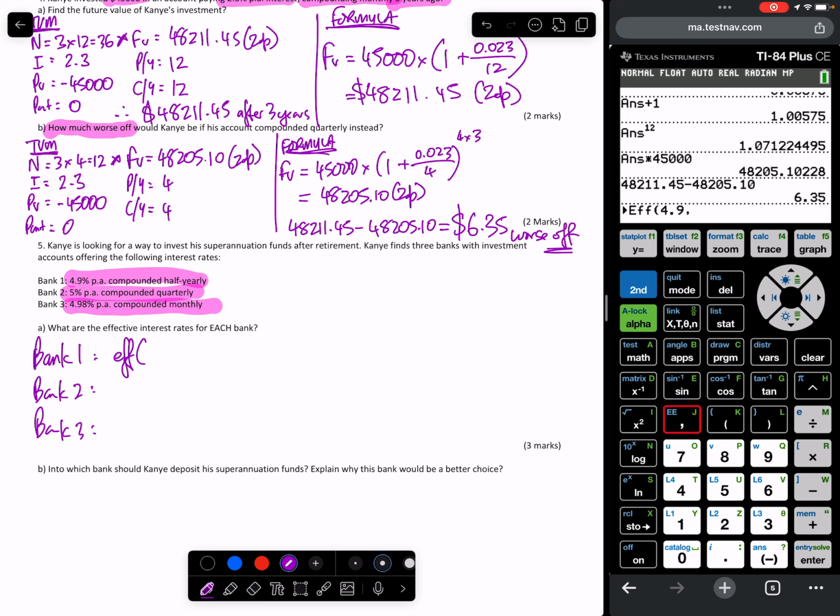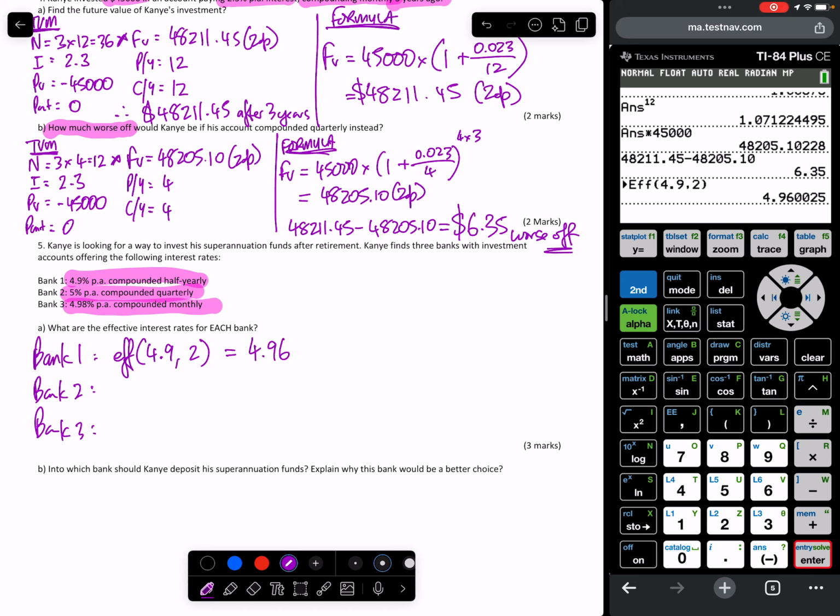Then you put a comma, and then you put the number of compounding periods per year. If it compounds half yearly, it's 2. So I put in what I typed: 4.9 comma 2 equals 4.96% per annum. Compounding yearly. Basically what you're doing with this EFF is converting it to compounding per year so that you're comparing apples to apples.